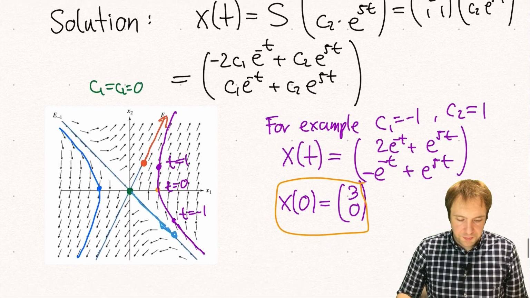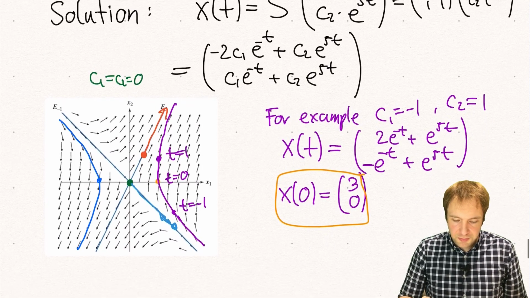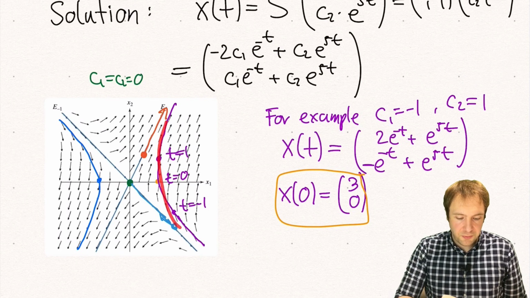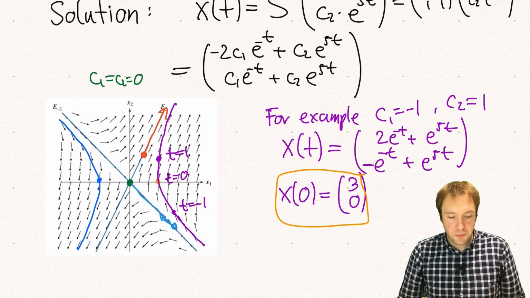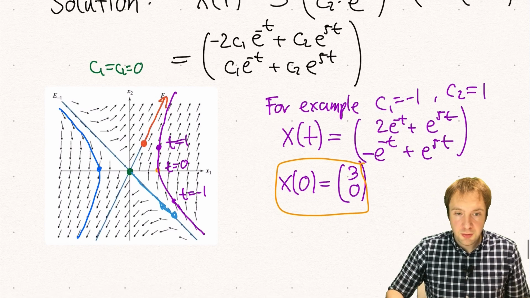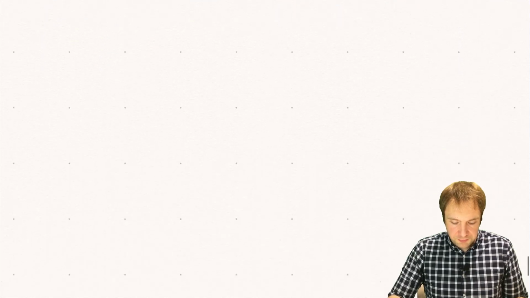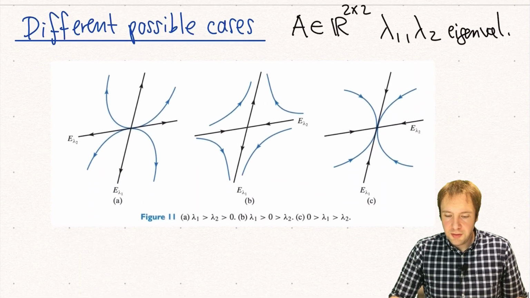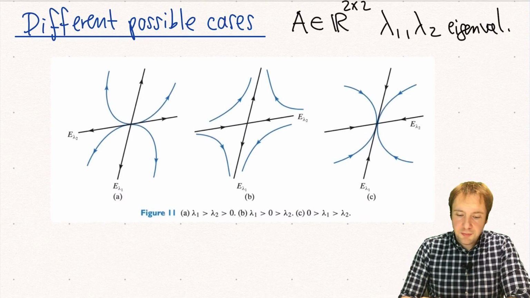Okay, so I hope this makes clear how these different choices of C1 and C2 give you different solutions in this picture here. And this just means you get different curves. Okay, and so there are possible cases in the n equals 2 case.